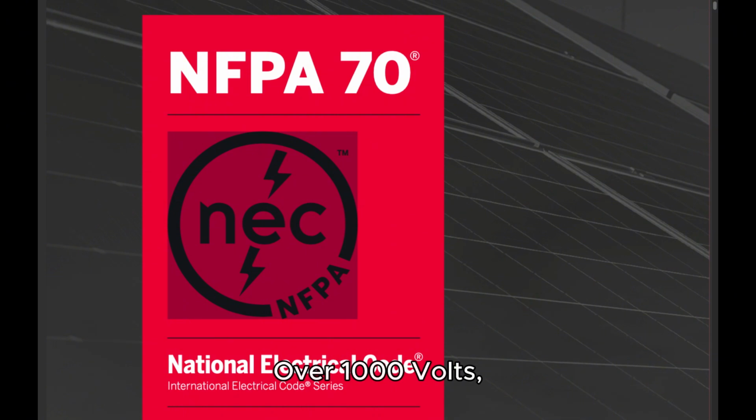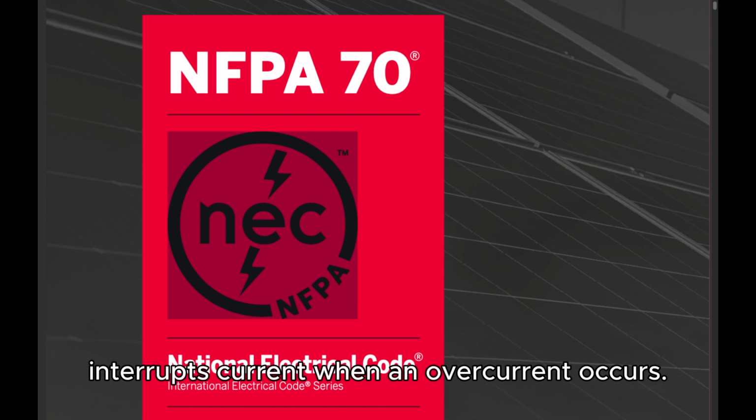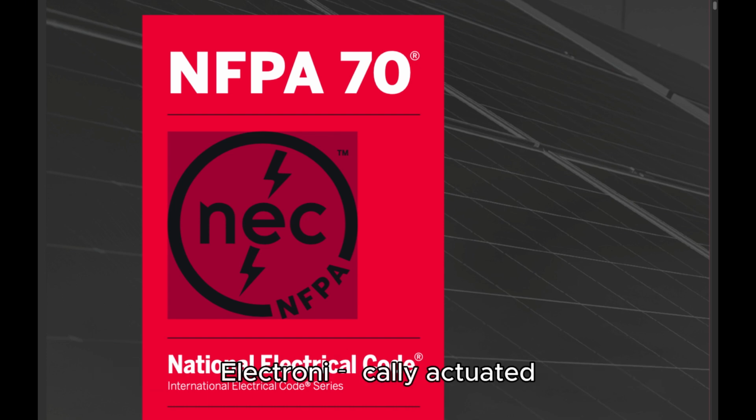CMP1 Part 2. Over 1000 volts, nominal. Electronically actuated fuse. An overcurrent protective device that generally consists of a control module that provides current sensing, electronically derived time-current characteristics, energy to initiate tripping, and an interrupting module that interrupts current when an overcurrent occurs. Electronically actuated fuses may or may not operate in a current-limiting fashion, depending on the type of control selected.